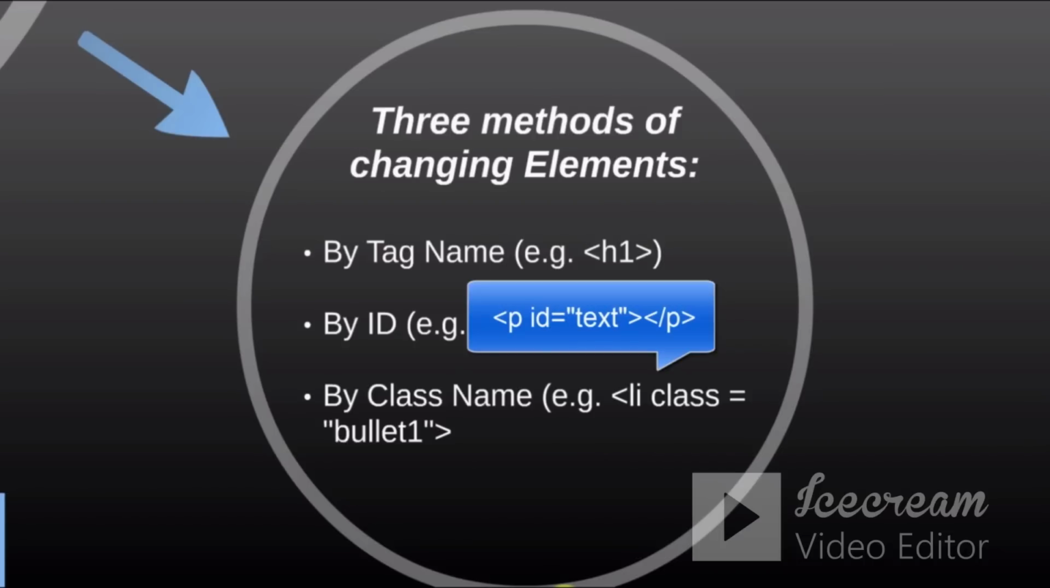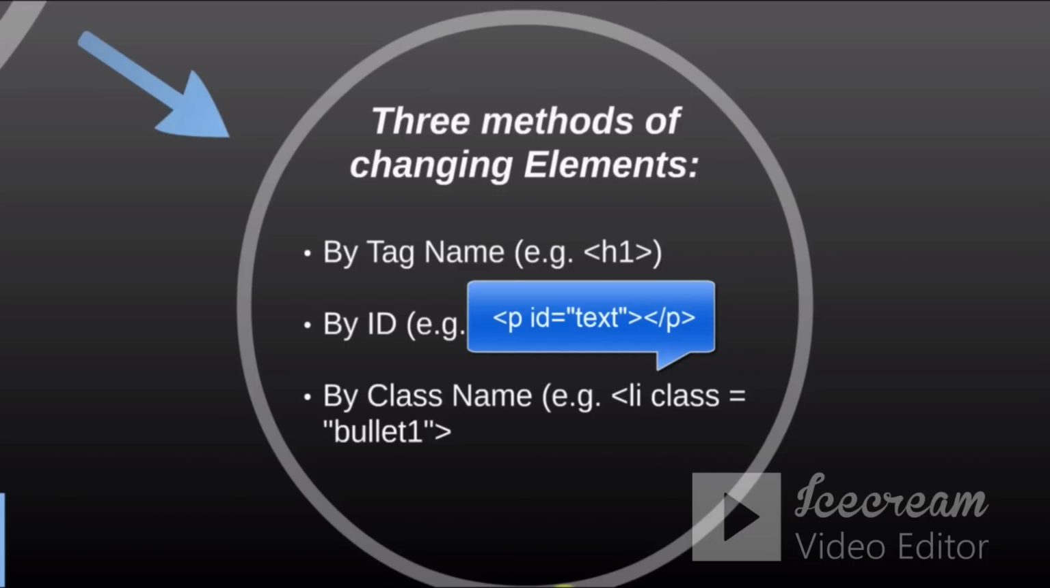If we wanted to change a specific element, we can refer to it using an ID. For example, we can assign the ID equals text to a paragraph element. We can then modify the element or any of its attributes using JavaScript. Thirdly, and similar to the ID method, we can also refer to an element by assigning it a class. For example, if we wanted to modify a specific list element, we could attach the class bullet1, and we could change it using JavaScript as well.